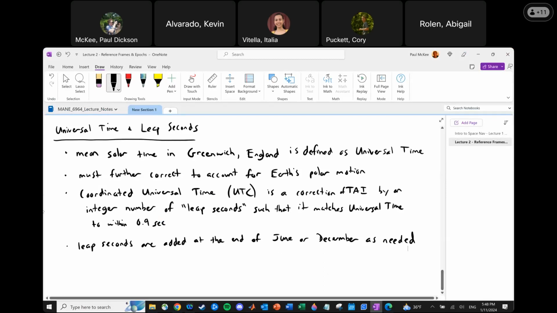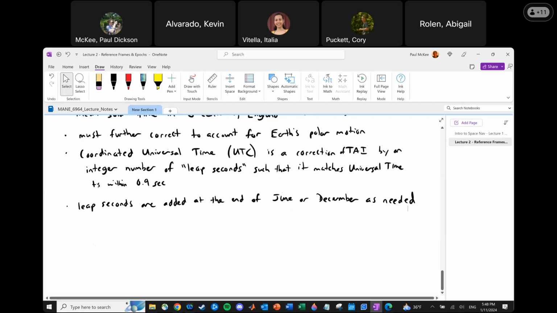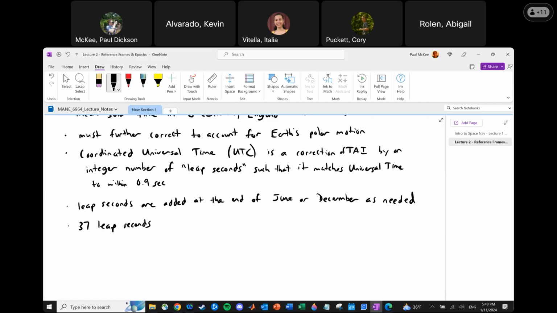I'm just kidding, that doesn't exist, but there's probably a group of people out there that are in charge of this. To date, 37 leap seconds have been added so far. Actually, might be more than that. The last time I took these notes was 2018, so there might be 38 leap seconds actually. So I'm going to say check me on this.